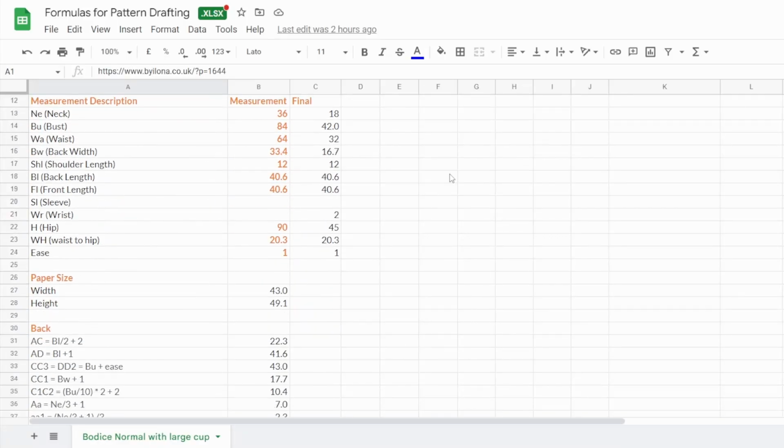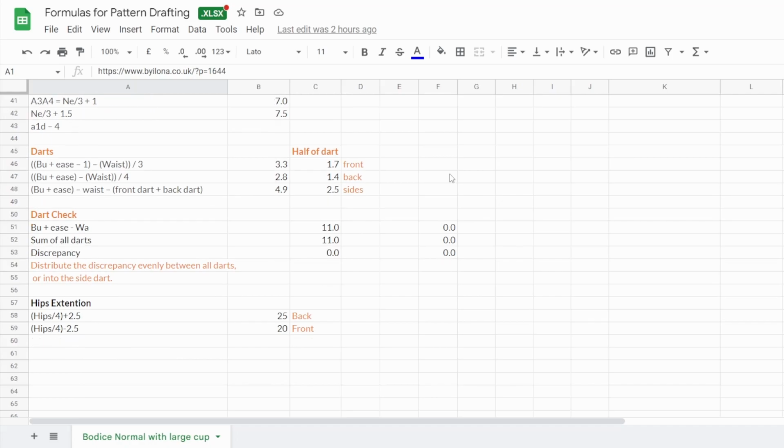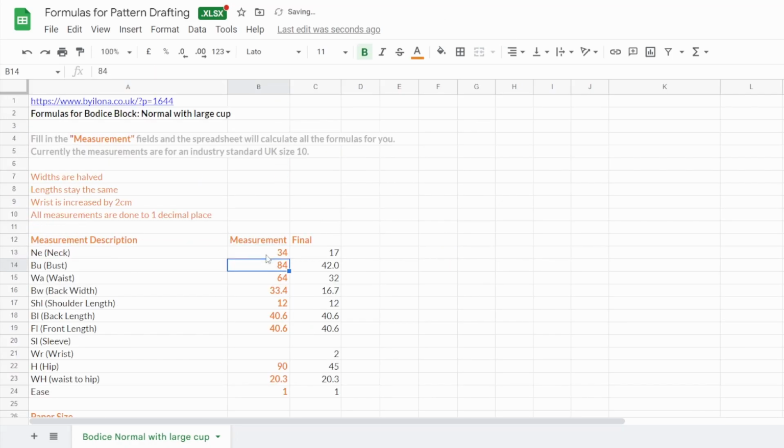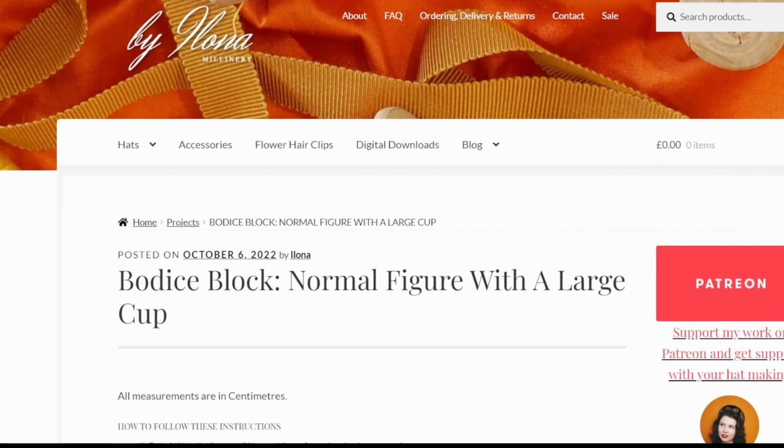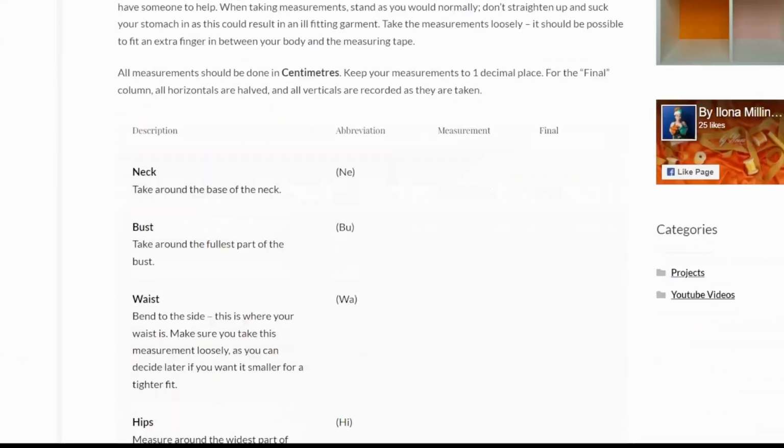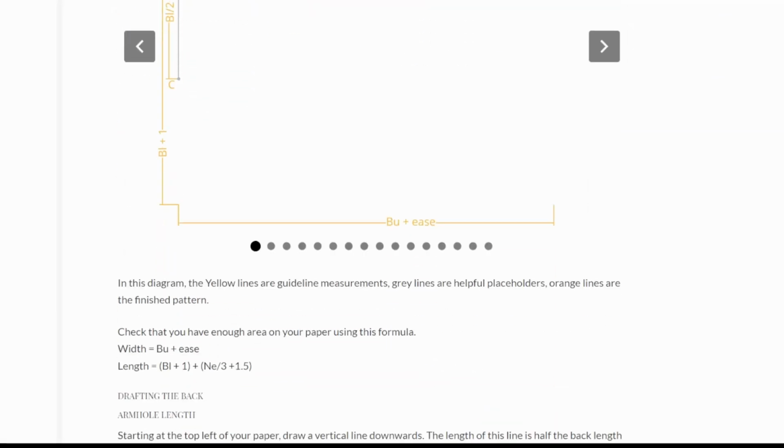Follow the link below to copy my formula spreadsheet to your Google Drive. Input all your measurements into the cells B13 to B24. This spreadsheet now contains all the formulas you need to complete the draft. You can follow this draft through this video and also look at the written instructions on my website.